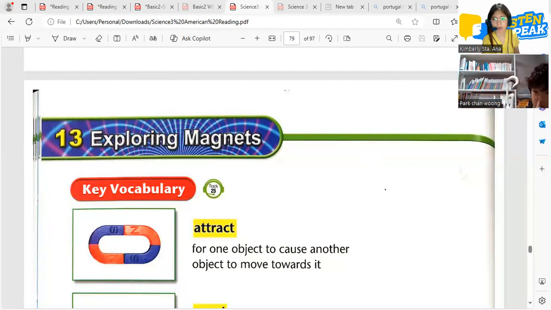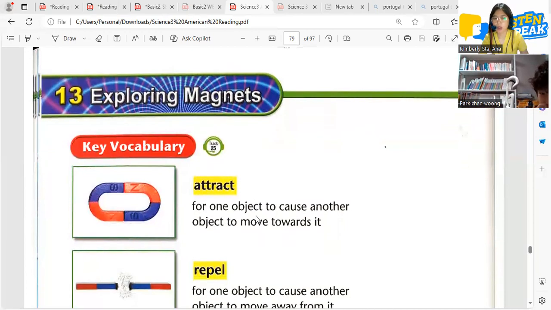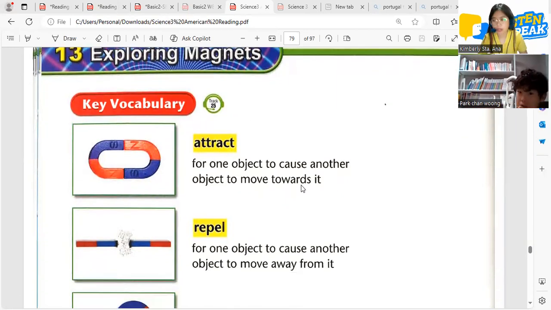Oh, do you play magnets? Do you know how magnets work? So what attracts a magnet? Like metals, plastics, or wood? Metals. Metals, that's correct. So let's talk more about magnets using these words here.